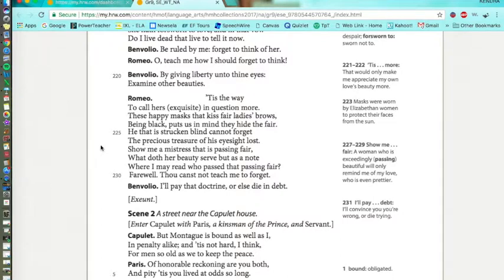Benvolio says, by giving liberty unto thine eyes, examine other beauties. So what is Benvolio telling Romeo to do? Look at other girls. Check out some other options. Okay? She's not the only fish in the sea.